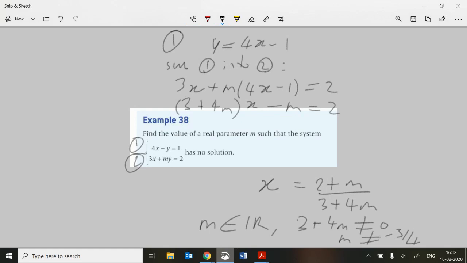Now, that's not the only way of doing this question. In fact, there's quite a bit of working out there, and we may be able to make this working out less. So remember the situation. Remember what they're saying. They're saying that if you have no solutions, we've got two graphs which are parallel to each other. If we plotted these two graphs, so if we plotted this and this.